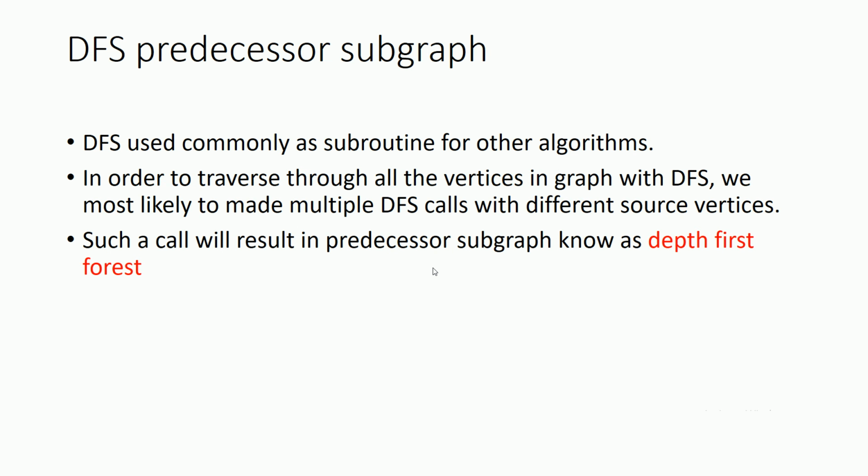But for the depth first search, this is a bit different because we commonly use depth first search as a subroutine for other algorithms. Now, in order to traverse all the vertices in a graph with DFS, we most likely make multiple DFS calls with different source vertices, and such multiple calls will result in a predecessor subgraph known as a depth first forest, which will have multiple trees.